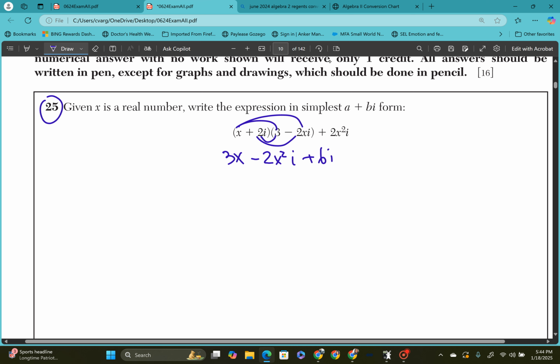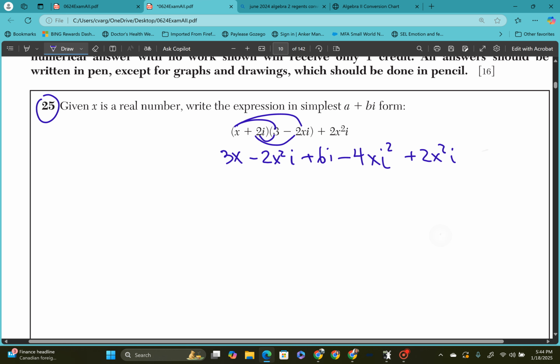And then over here we're going to get negative 4, looks like it's going to be xi squared. And then we're going to add this to 2x squared i. Okay. So we want to put this, it says in real numbers, and then the expression put it into a plus bi form. So we know we're going to have to do some simplifying and combining here.